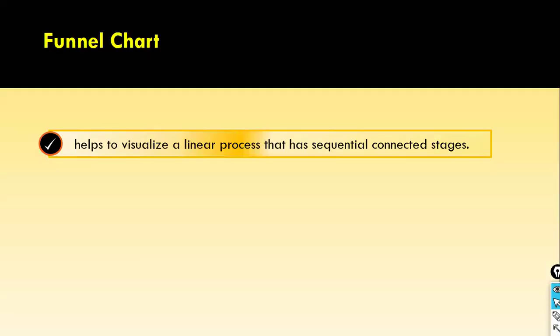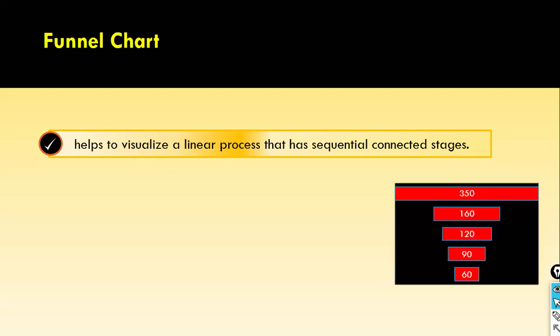Next visual is the funnel chart. What is a funnel chart? The funnel chart is also a visualization, using which we can represent the progressive reduction of data as it moves through different stages of a process, like a sales funnel. Look here, this is how the funnel chart looks.